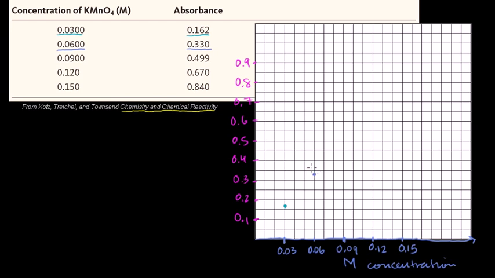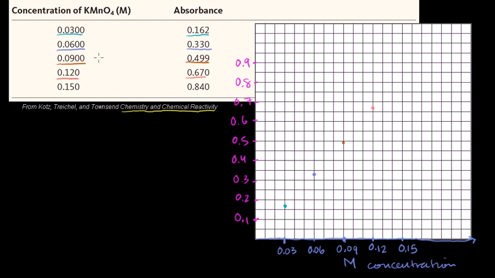We already see an interesting line form, but I'll plot all of these points. At 0.09 molarity, we have 0.499, so almost 0.5 right over there. And then at 0.12, we have 0.67 absorbance. So at 0.12, this would be 0.65, so we have 0.67 absorbance right over there.